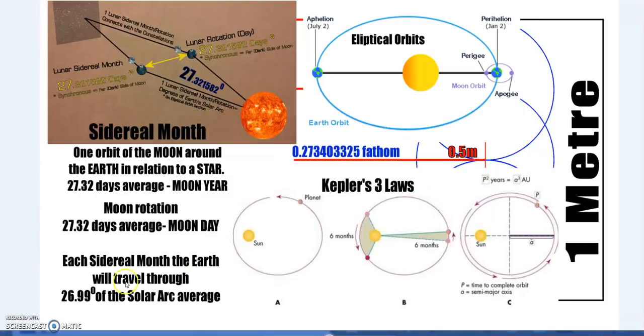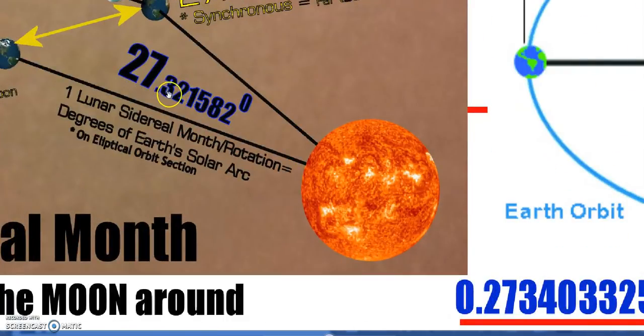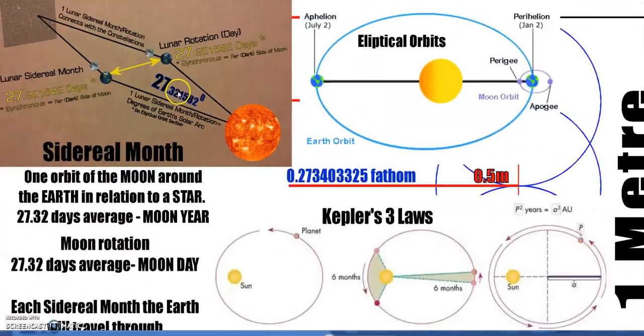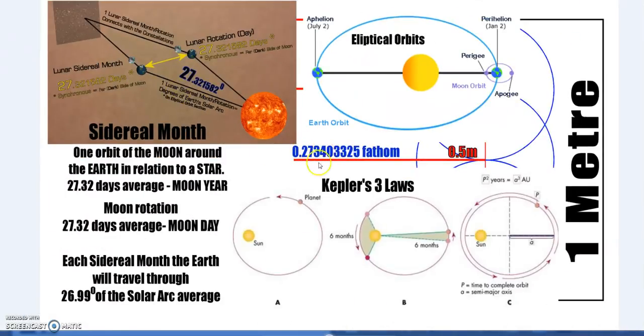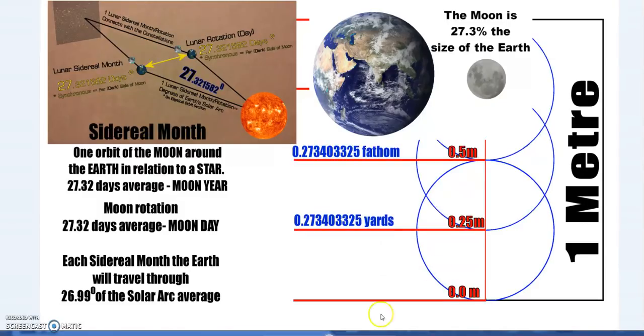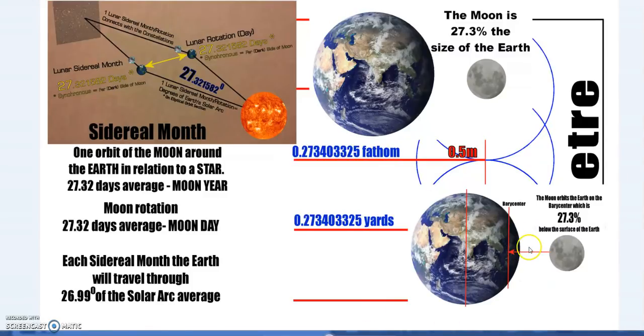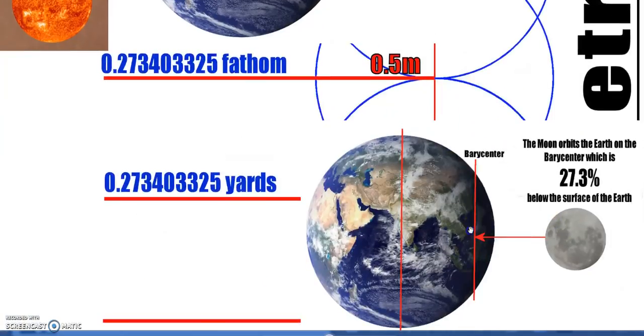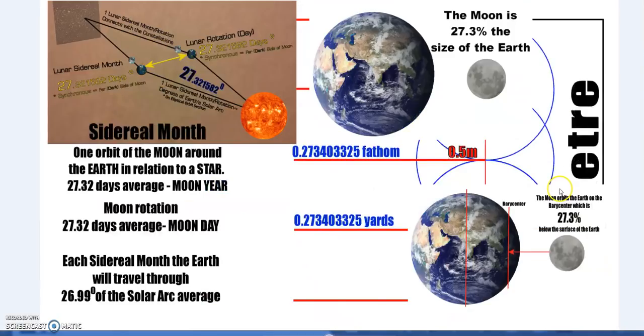Because of the elliptical orbit, the Earth will travel through 27.32 degrees of the solar arc, but also 27.34 degrees of the solar arc. And it just so happens that the moon is 27.3% the size of the Earth, and the barycenter, the point at which the moon actually orbits the Earth, is not at the center because each one of them has its own mass, so they're pulling on one another, and that would be 27.3% below the surface, or 5,000 kilometers.